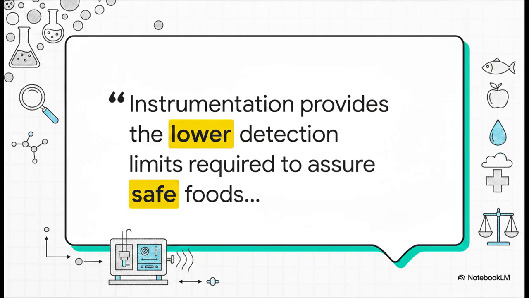And this isn't just some abstract chemistry puzzle. It has massive real-world stakes. Our source material points out that advanced instrumentation gives us the incredibly low detection limits we need to assure safe foods, drugs, water, and air. Being able to extract the exact quantity of a substance is, quite literally, a matter of public health. We absolutely have to get the numbers right.